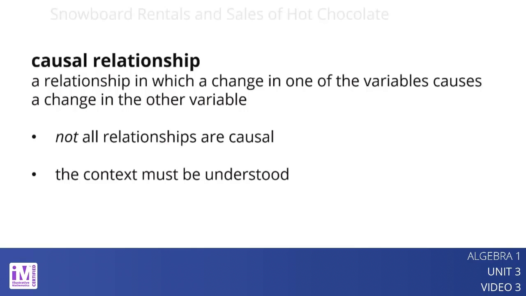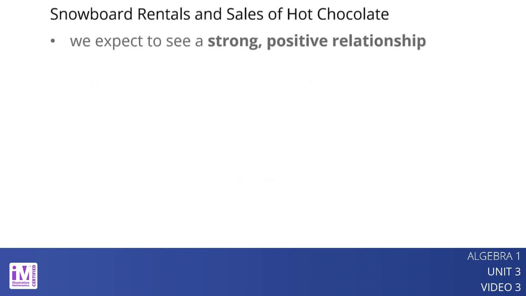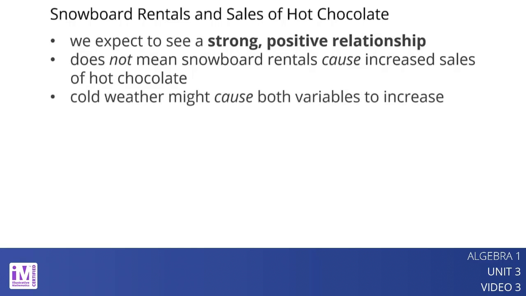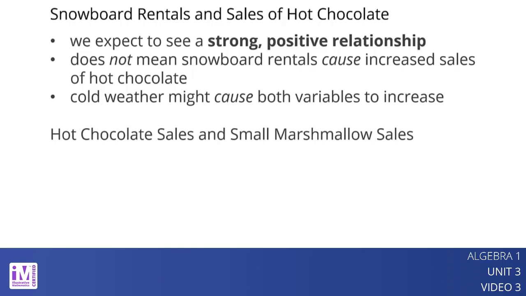Let's look at an example. For example, we might expect to see a strong, positive relationship between the number of snowboard rentals and sales of hot chocolate during the months of September through January. This does not mean that an increase in snowboard rentals causes people to purchase more hot chocolate, nor does it mean that increased sales of hot chocolate cause people to rent snowboards more. More likely, there is a third variable, such as colder weather, that might be causing both variables to increase at the same time.